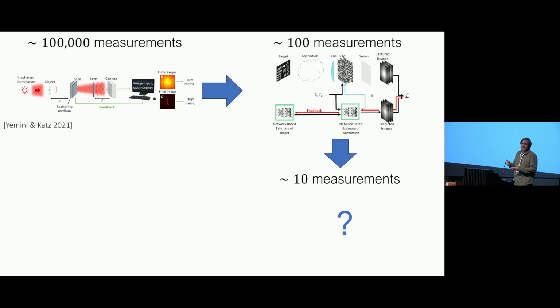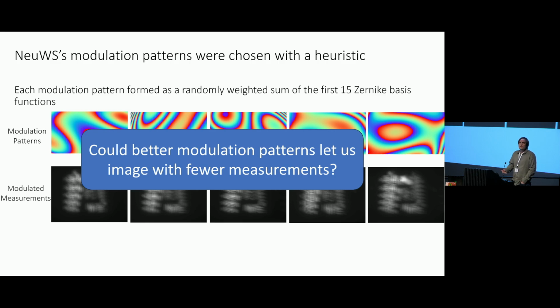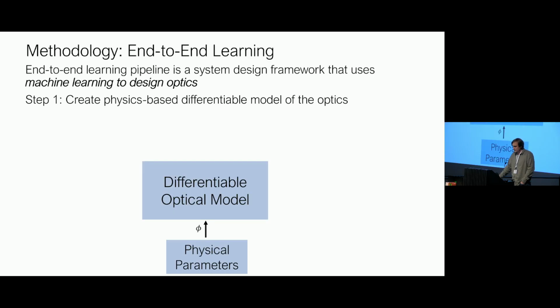So we went from 100,000 measurements down to 100. How do we get this down to 10? How do we get this down to something that's almost interactive? In what I described, the modulation patterns were chosen heuristically. We chose Zernike basis functions with randomized coefficients. You get modulation patterns that look like this. Can we do better if we design the modulation patterns? Can we choose the modulation patterns to get better corrections?